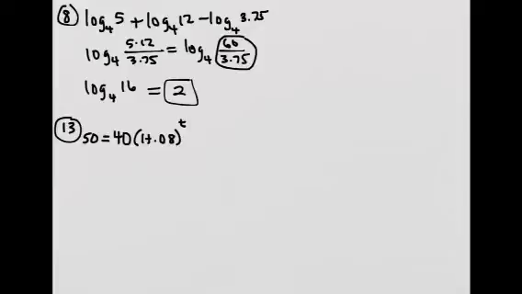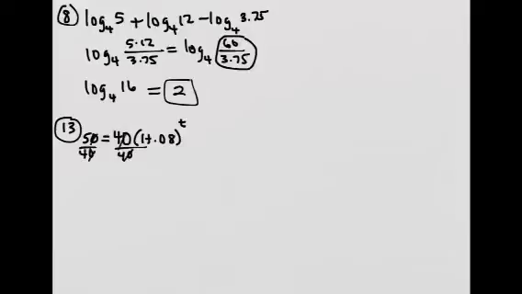So here's the equation that will help you answer that question. If the stock starts off at $40 and it's increasing at a rate of 8% per year, and they want to know when will it reach 50, it says write and evaluate a logarithmic expression for the number of years that it will take to reach that value. So I'm going to divide by 40.